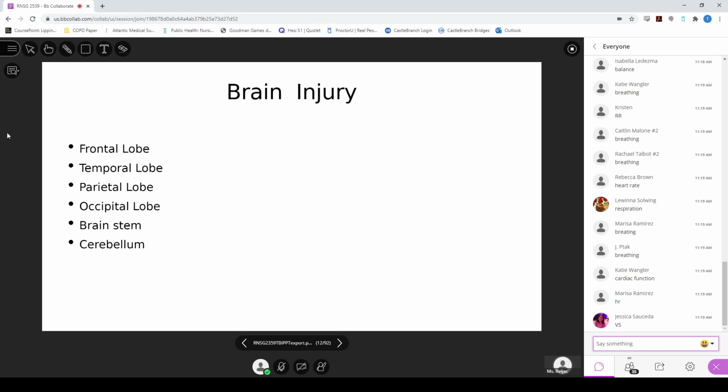Okay, y'all have any questions about those? It's important for you to know what area is affected. Like if someone explained to you what their symptoms were, you need to be able to have an idea of what lobe has been damaged. Okay.